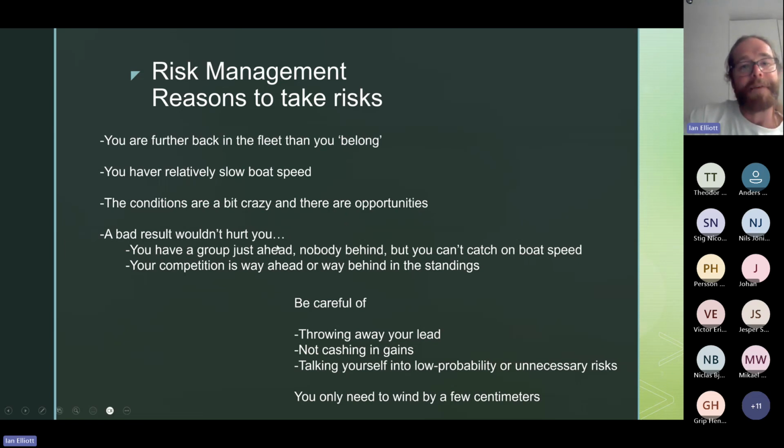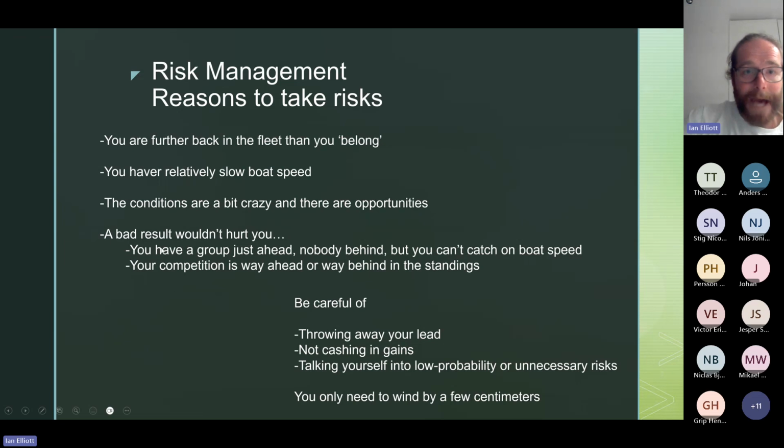But another scenario is you're in the middle of the fleet, but you have a group just ahead of you and nobody really behind you. Like there's a gap behind you. That could be a good opportunity to take some calculated risks. Unless you could just catch them on boat speed.